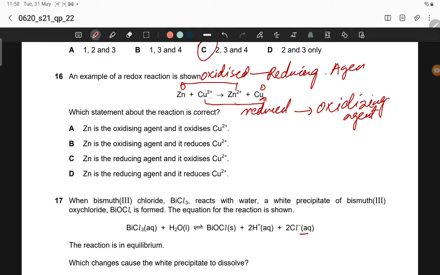Which statement about the reaction is correct? Zinc is oxidizing agent. Zinc is reducing agent, so this is incorrect. Zinc is a reducing agent, it oxidizes. No, it reduces copper, so it is also incorrect. Zinc is reducing agent and it reduces copper to iron. Yes, this is correct option.